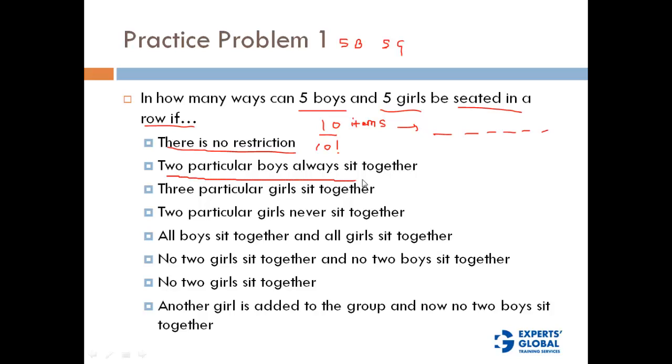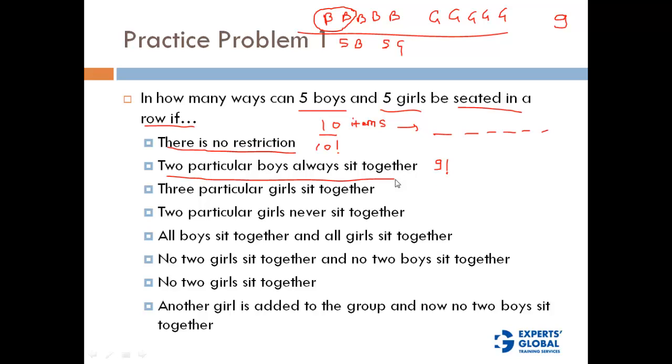2 particular boys always sit together. This is interesting. So what we are saying is, we have 5 boys, 1, 2, 3, 4, 5, and 5 girls, 1, 2, 3, 4, 5. But these 2 boys always sit together. Correct? So if you look at it, how many items do we have now? We have 5 girls, these 3 boys, that is 8, and these 2 boys as 1 unit. That means we have only 9 items. We just have to worry about arranging these 9 items. So in how many ways can we do that? We can do that in 9 factorial ways.